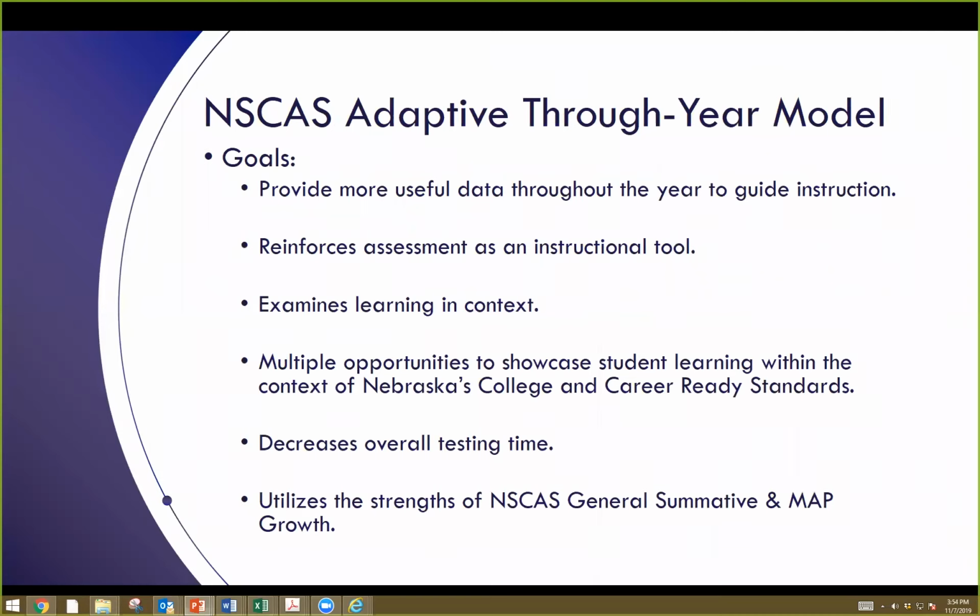So once again, here are our goals. What we're trying to do with this NSCAS adaptive through year model. We're trying to focus on instruction, give multiple times for students to show us what they know, decrease overall testing times, and like I said, retain the best of what we have in NSCAS summative and MAP growth moving forward.